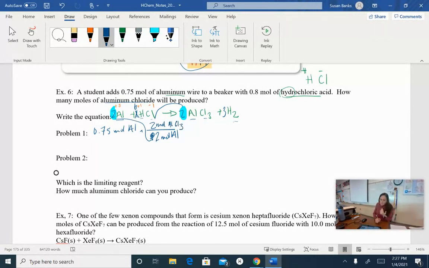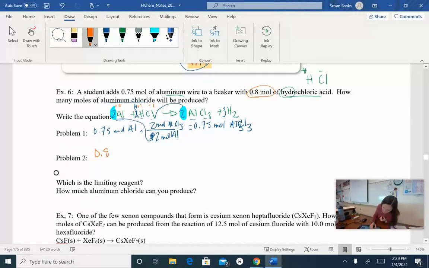Okay, so 2 divided by 2 gives us 1. So this essentially will give me 0.75 moles of aluminum chloride that I can make. I can't write today. Okay, now we need to do the same thing, but now we're going to start out with 0.8 mole of hydrochloric acid.